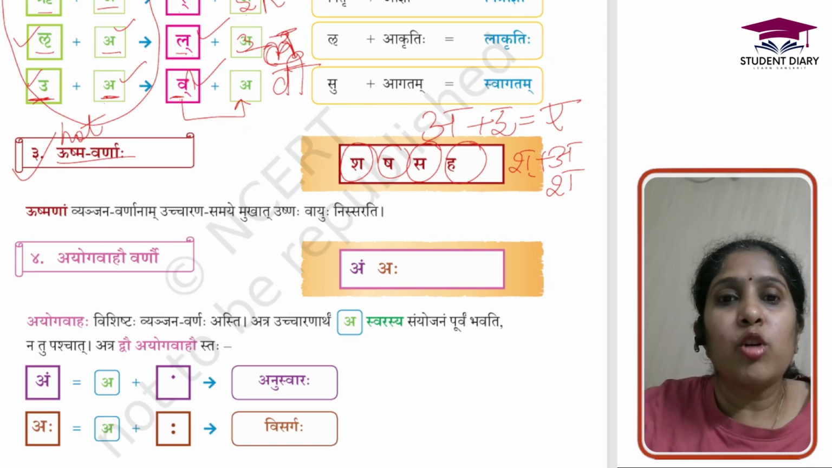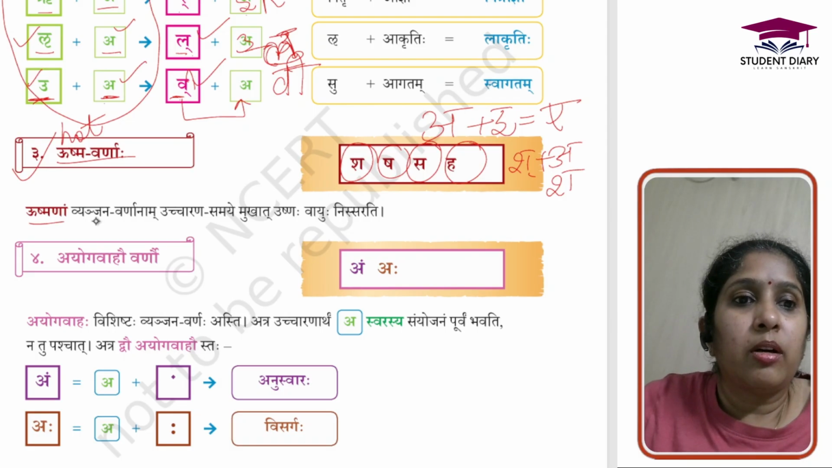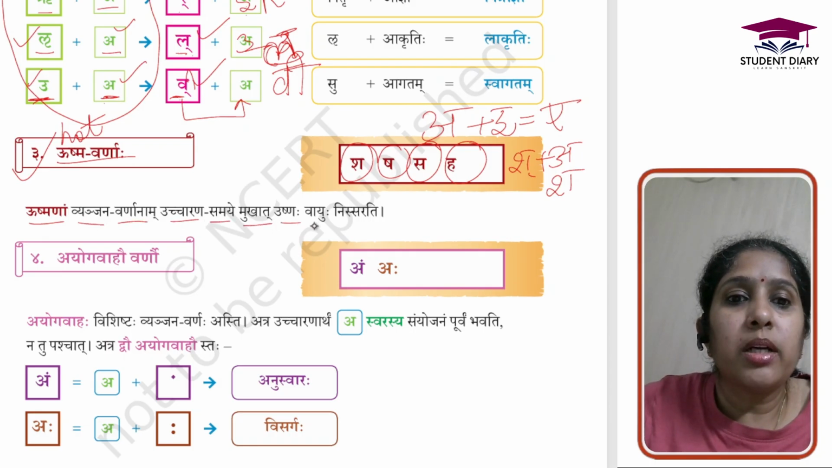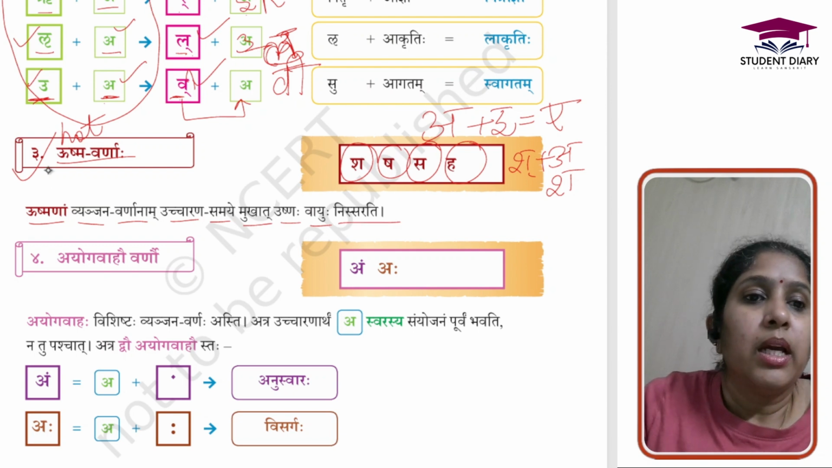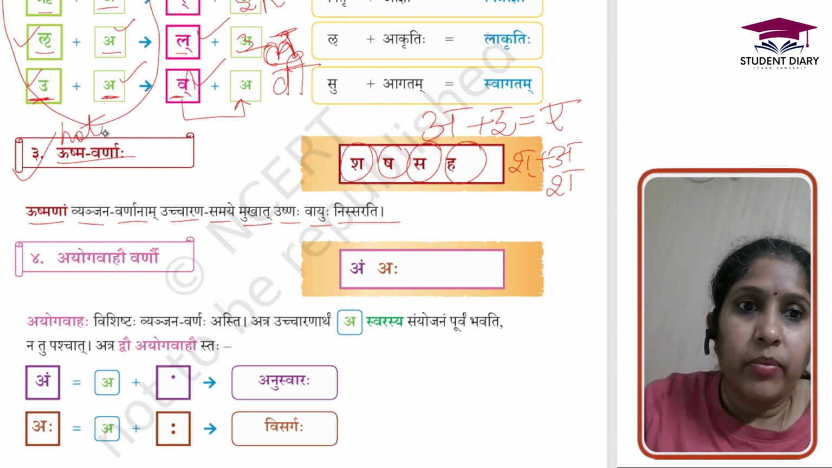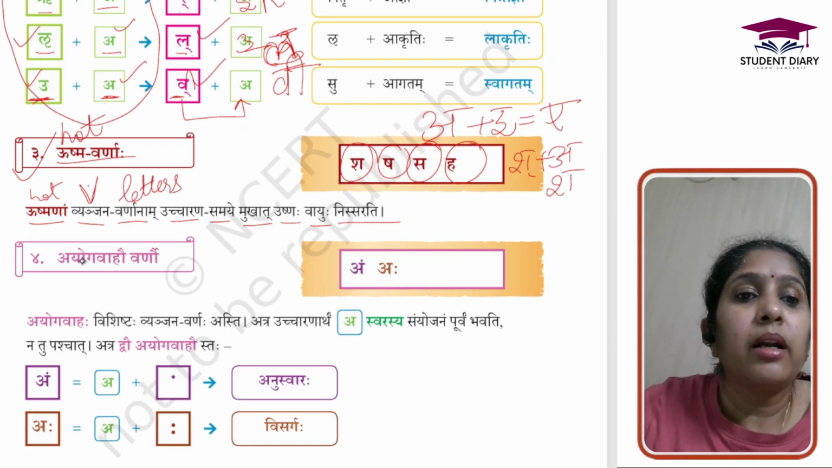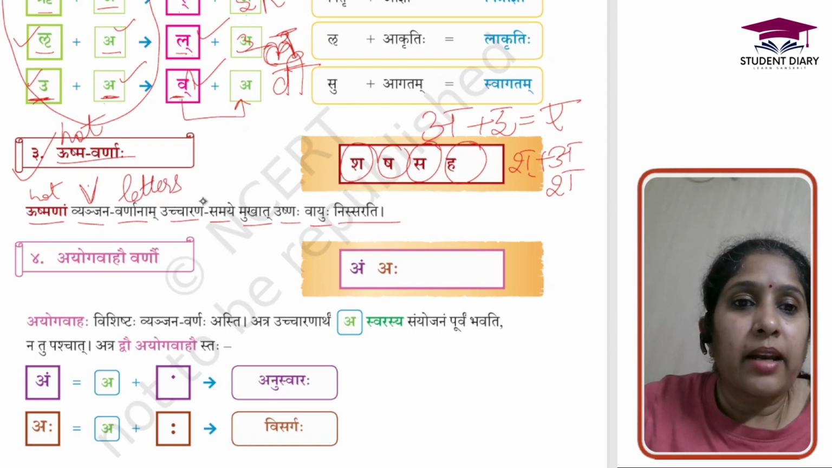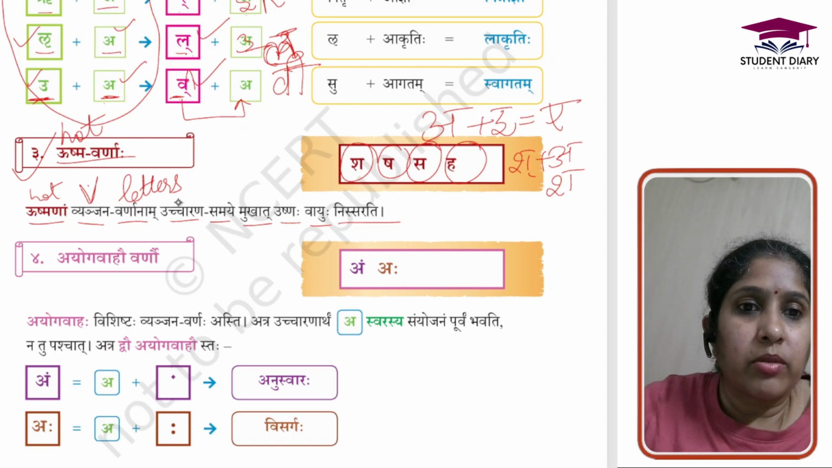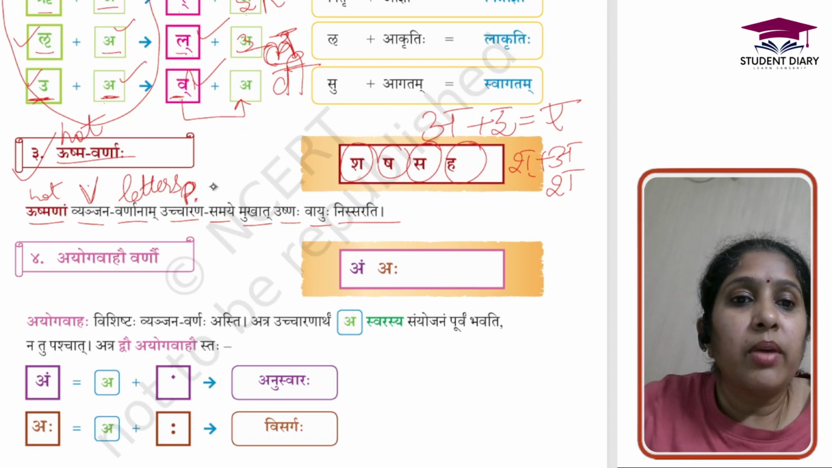Right? Now, what are Ushma Varn? Ushma naam vyanjan varnanam uchcharan samaye mukhat ushnah vayuh nissarati. So ushma naam means the ushma. These vyanjan only they are talking about. Vyanjan is the consonants we know, right? Varnanam means the letters. So these letters which are ushma vyanjan, uchcharan samaye means at the time of pronunciation. We had discussed this already. Samaye means time.